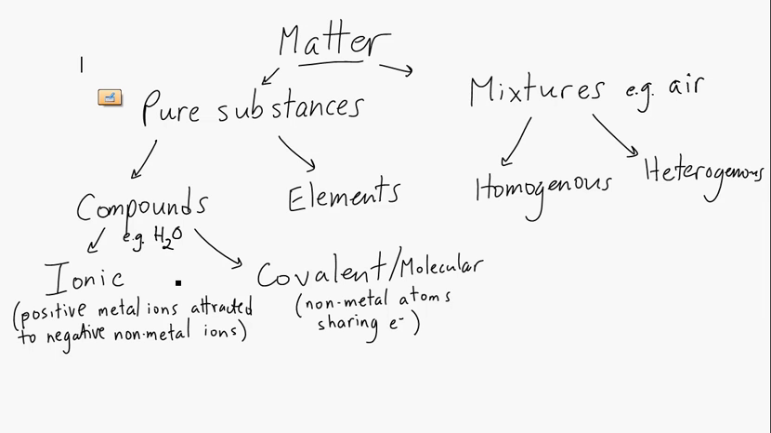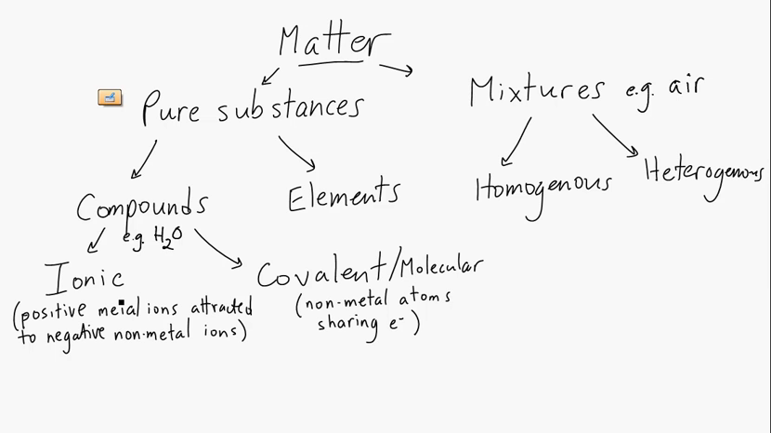Compounds can be further classified into ionic compounds and covalent or molecular compounds. Last year in grade 9, you focused almost entirely on ionic compounds. This year we'll review that, and we will also learn about covalent compounds or molecules. The main difference between the two is how the elements are bonded together.